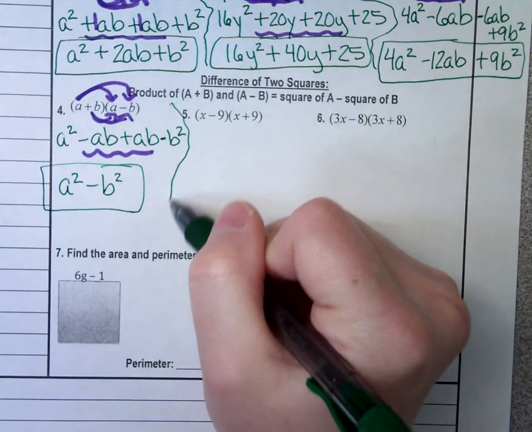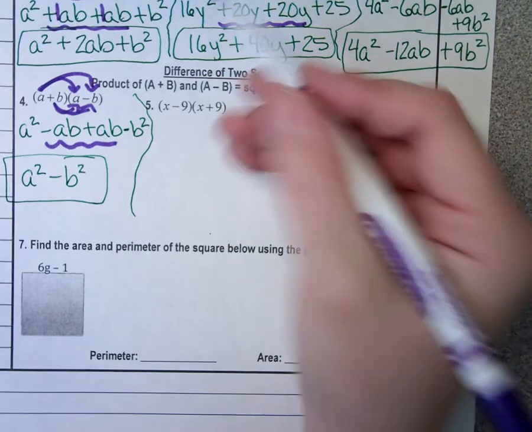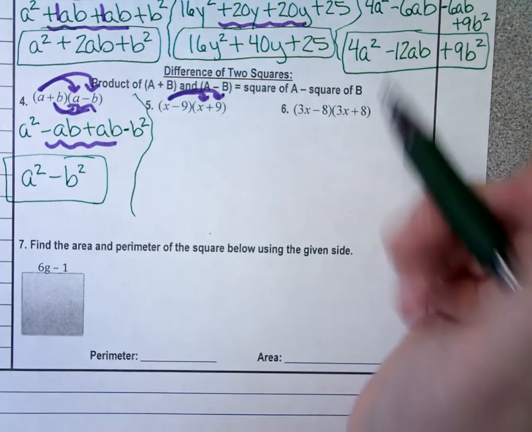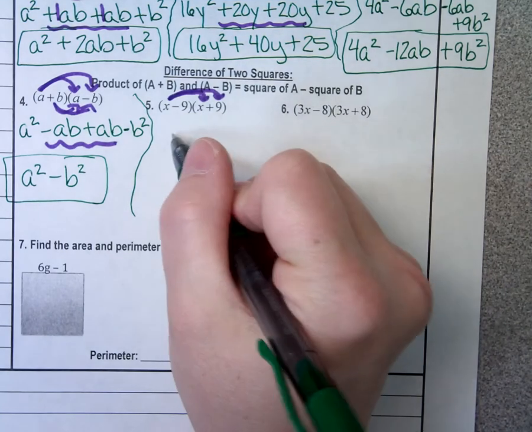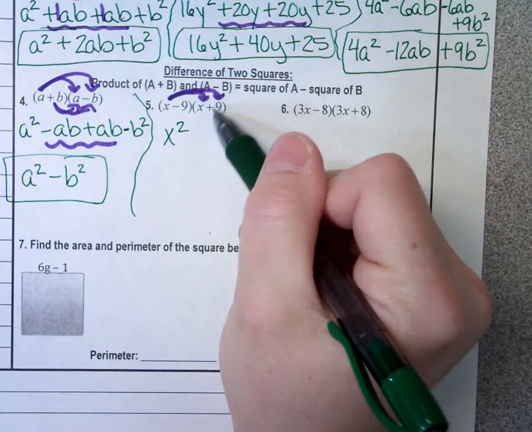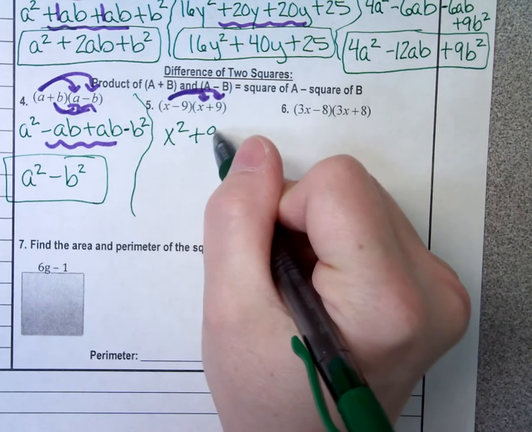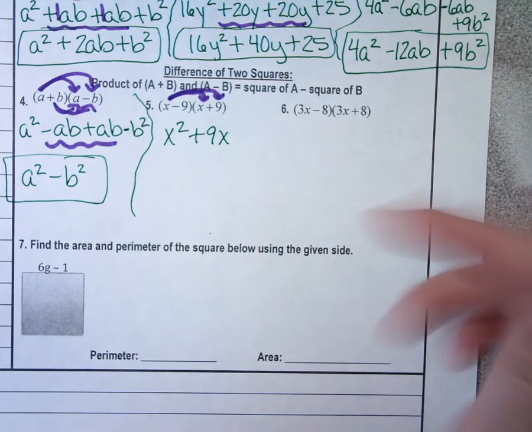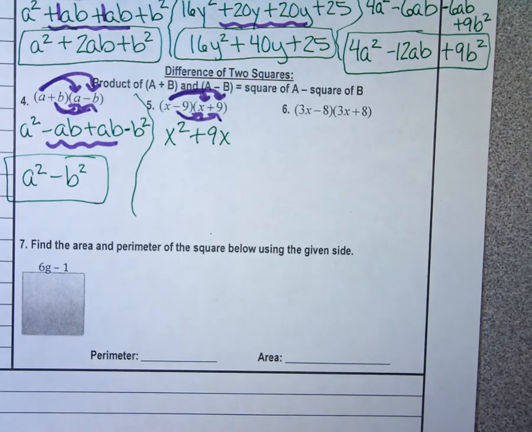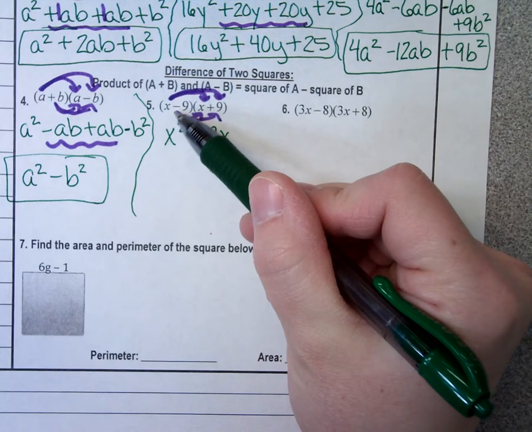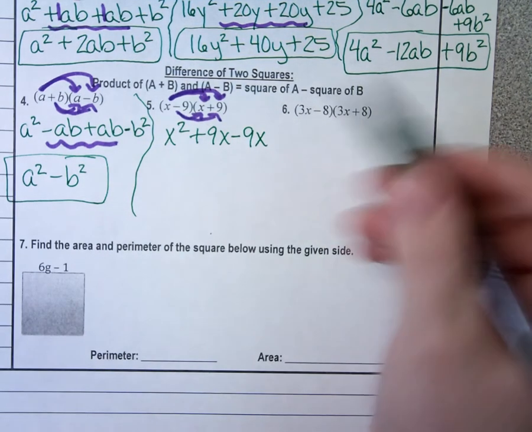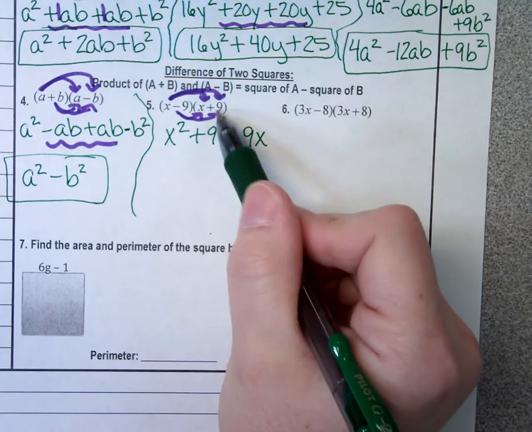Okay, let's look at number 5. First I'm going to distribute my x with both things in the second set of parentheses. So how much is x times x? X squared. How about x times a positive 9? A positive 9x. Now let's distribute the negative 9 with both things in the second set of parentheses. How much is negative 9 times x? A negative 9x.